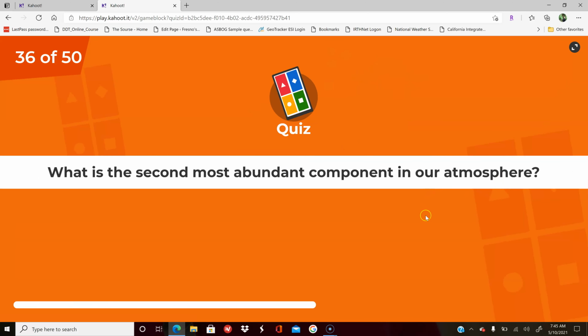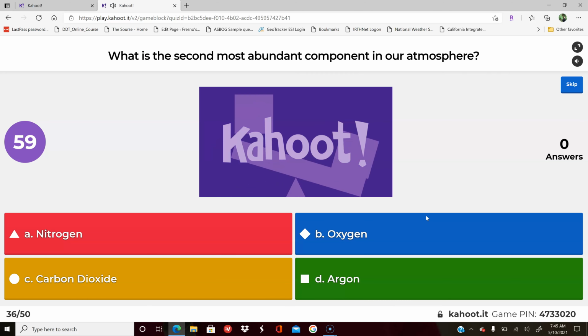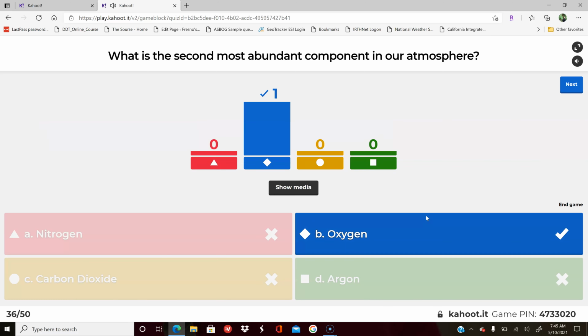What is the second most abundant component in our atmosphere? Is it nitrogen, oxygen, carbon dioxide, or argon? That would be oxygen. So the first most abundant component in our atmosphere is nitrogen, and then it's oxygen.